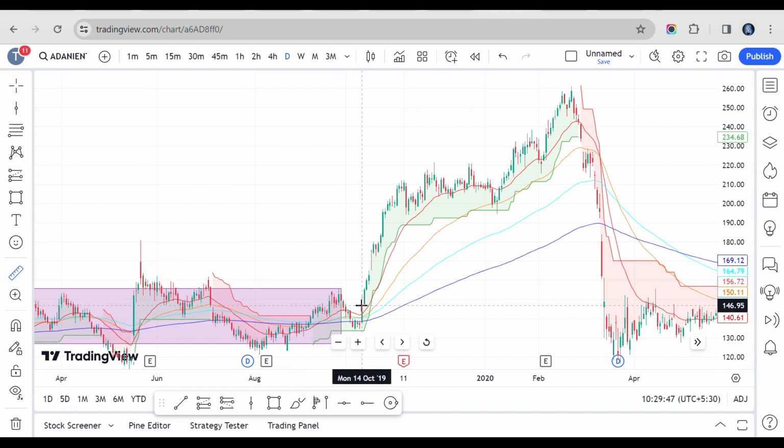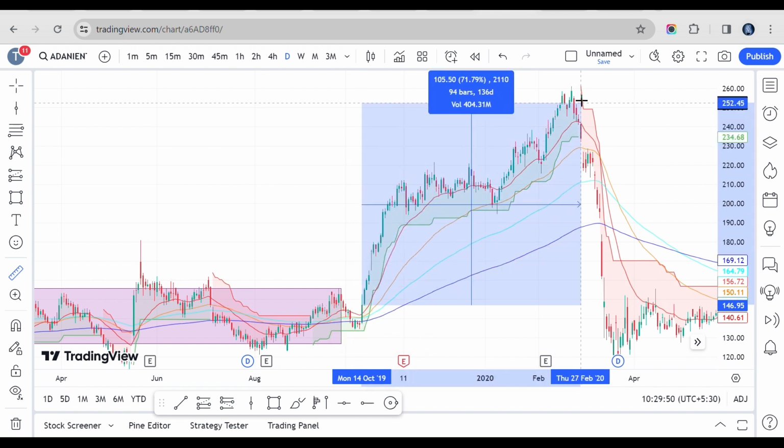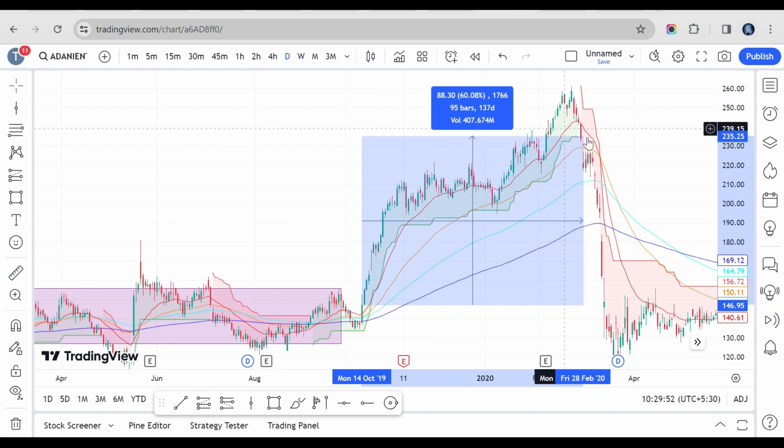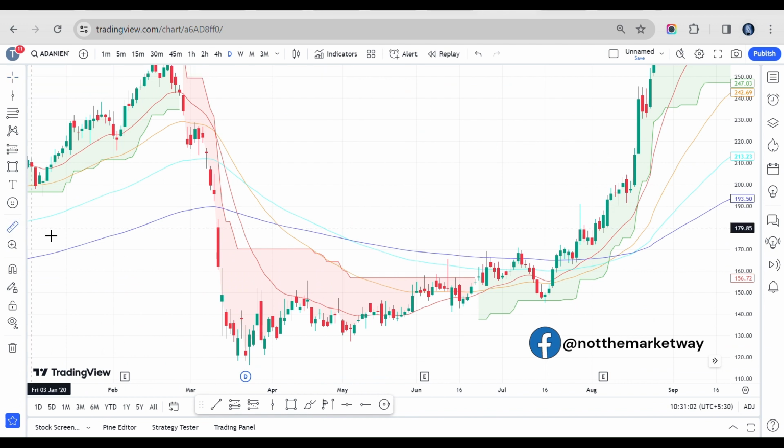So suppose if we enter at this point, our selling point will be at this point because this is the red candlestick where the Super Trend indicator started to close in the red. If you see the rate of return, you would have made a 60% rate of return. That means if you had invested 1 lakh rupees, it would have given a profit of 60,000 rupees. And let's see another buying opportunity.